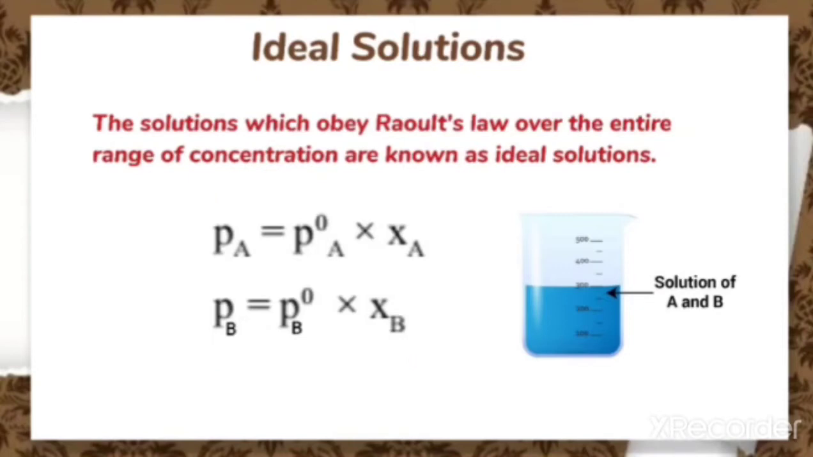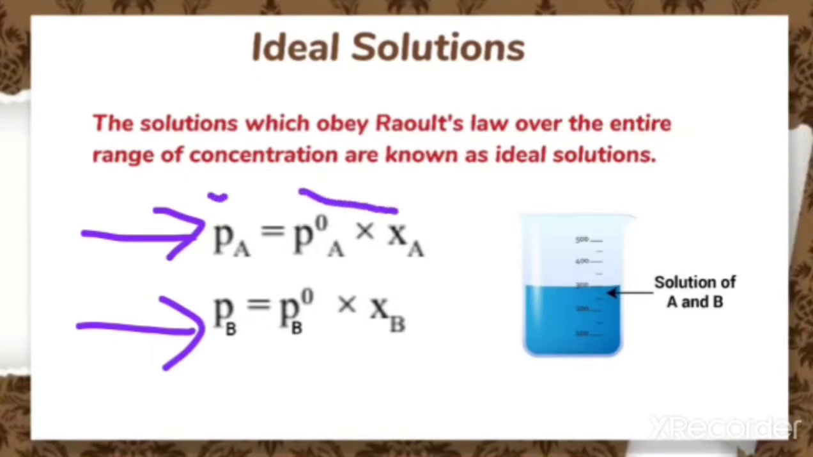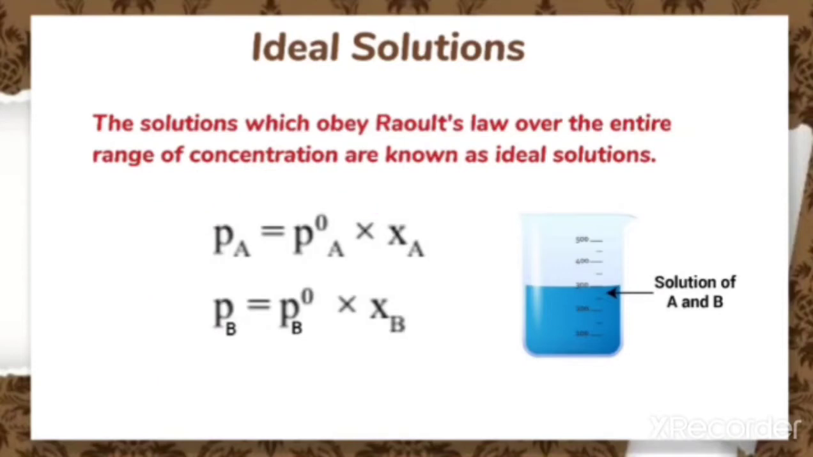So the solution which exactly obeys this law, that means in which Pa is equal to P naught A Xa over the entire range of concentration, where the vapor pressure is equal to the product of these two, is called an ideal solution obeying Raoult's law. Let us discuss some of the important properties related to ideal solutions.